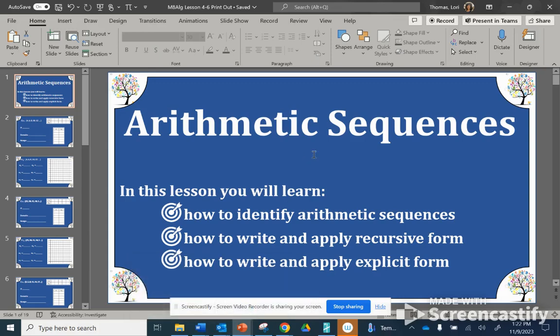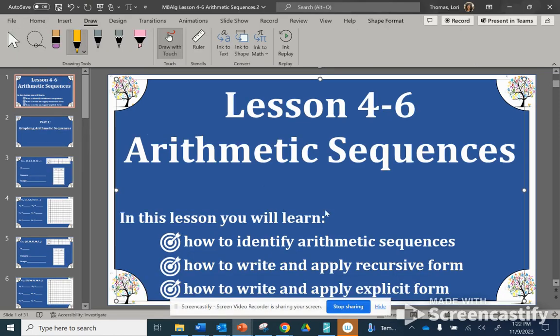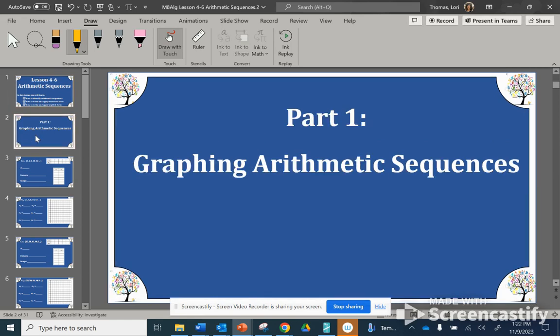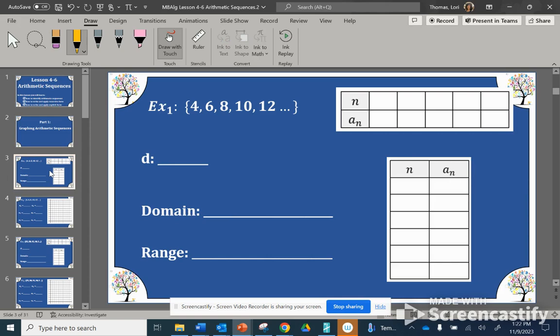Okay, guys, in this lesson, we're going to talk about arithmetic sequences, which is a type of linear function. So this means that we will have a constant rate of change, but we will call it something else, but it is still a constant rate of change. Arithmetic sequences, that is how you pronounce this. We're going to look at part one, where we're going to graph the arithmetic sequences, which means our graph will be a straight line.